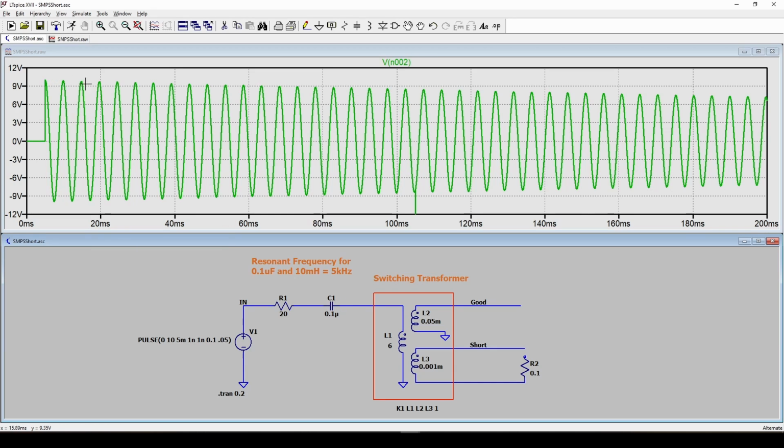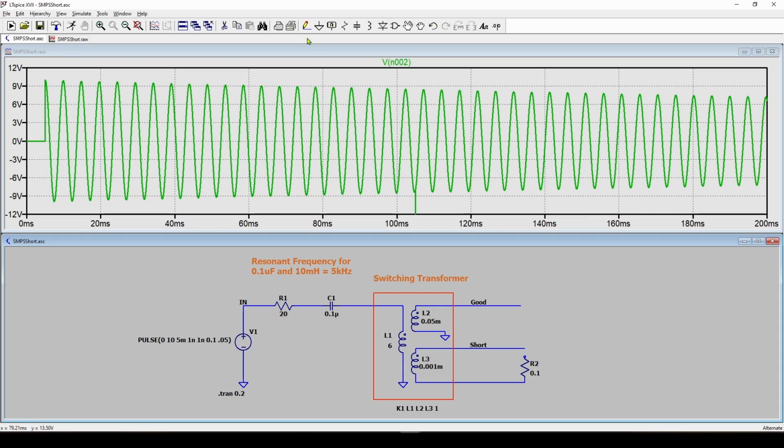And this is about 200 hertz. Rather than 5 kilohertz, this is now 200 hertz. So we're talking about a much longer time period for this thing to oscillate. And with this resistance, the 20 ohm resistance, here we are at 0.2 seconds, and you can see it slowly decaying.